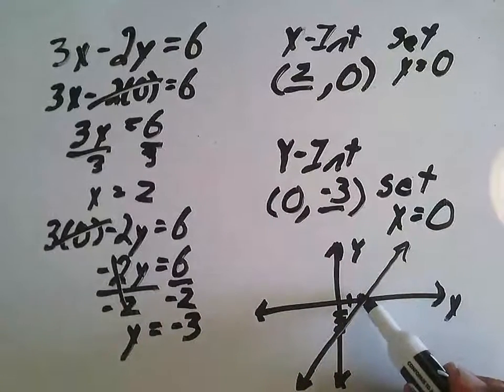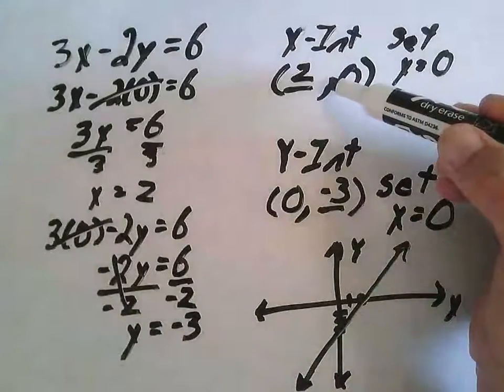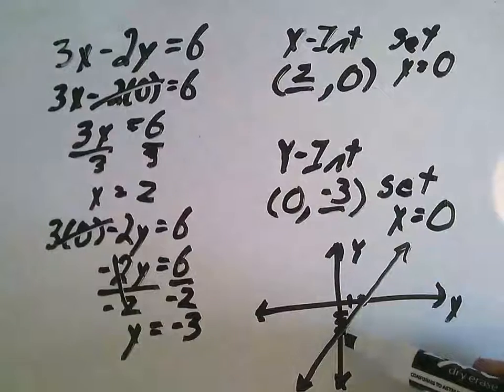This is where it crosses the x-axis, which makes it the x-intercept. This is where it crosses the y-axis and makes it the y-intercept. As you can see, the x-intercept is equal to 2, and that's where this crosses. The y-intercept is equal to -3, and that's where that crosses.